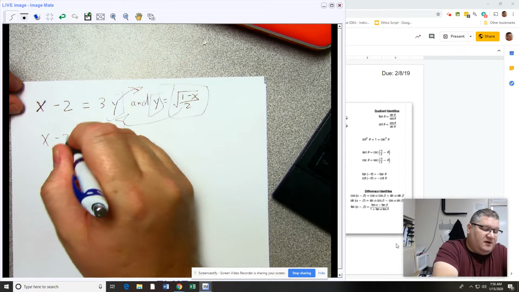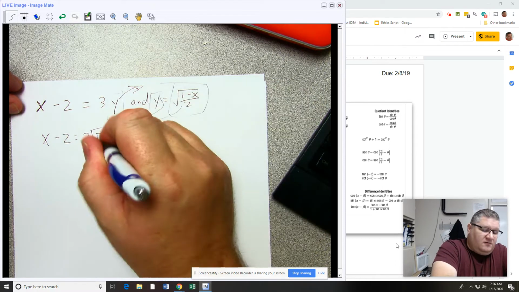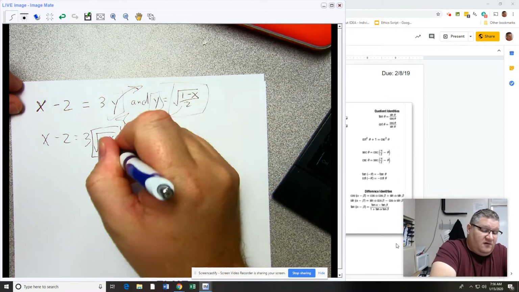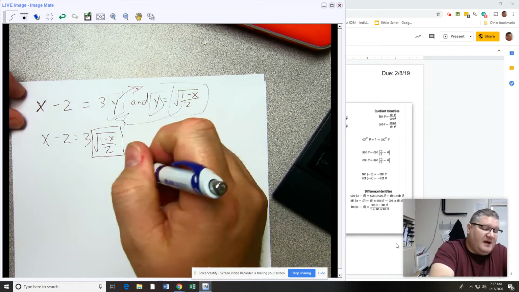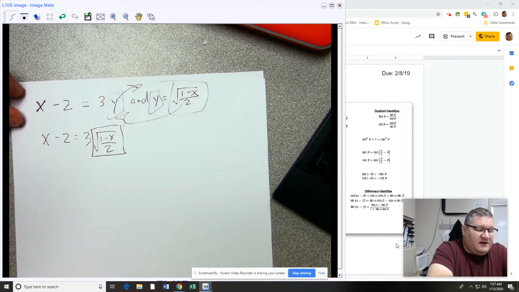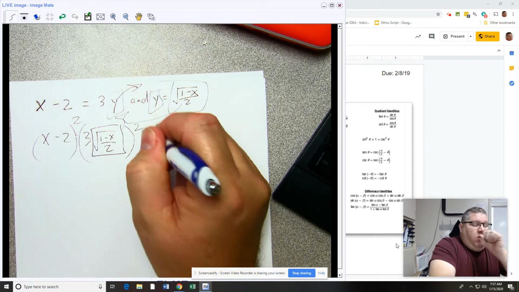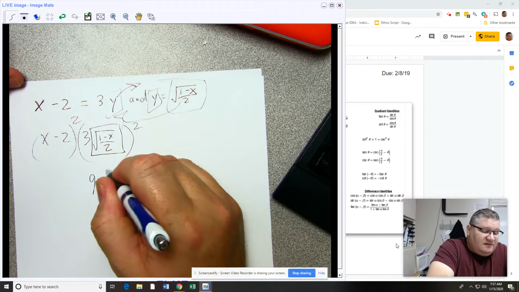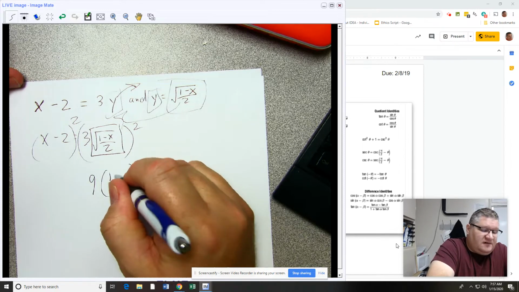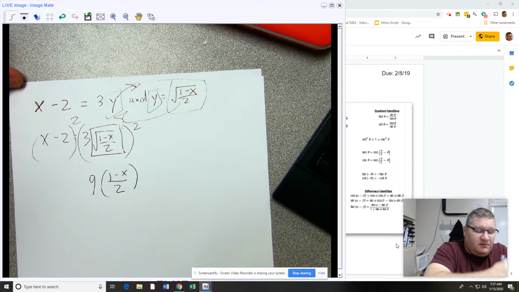So I have x minus 2 equals 3 times the square root of (1 minus x) over 2. Now everything is in terms of x's, and once everything's in terms of x's, it's not a big deal. But I have this square root. How do I get rid of a square root? Well, square both sides. Of course, here I get 9 times. Now, because all this stuff is inside a square root, it's still in parentheses.